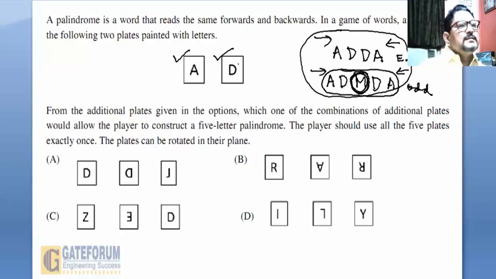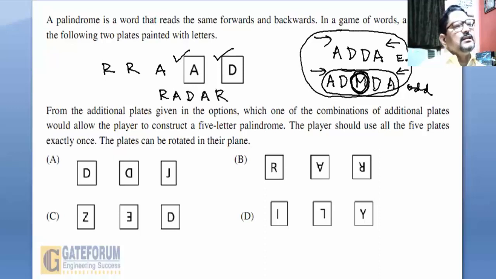If you bring in 2 D's, then the number of D's will be 3, which does not allow for a palindrome. Okay, so A is cancelled. Let us look at B. It is R, A, R. And we would say that bringing this in allows us an extra A and 2 extra R's. So we could jolly well say R, A, D, A, R. See, this is a fantastic palindrome. So number B would be the correct option.